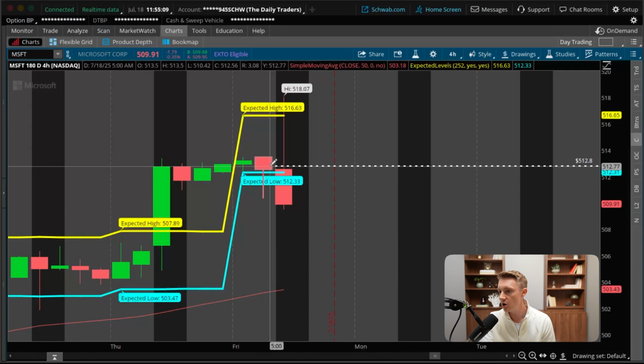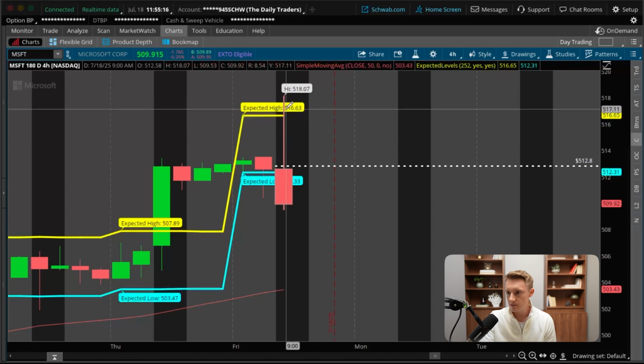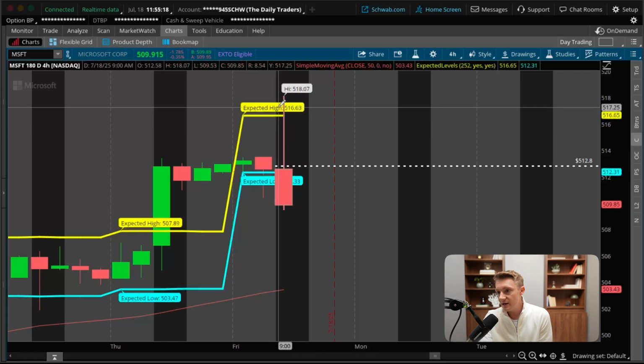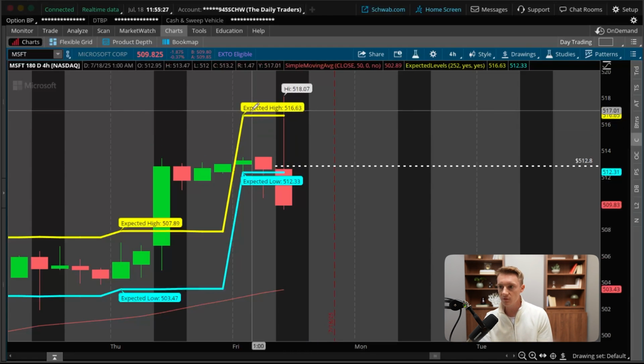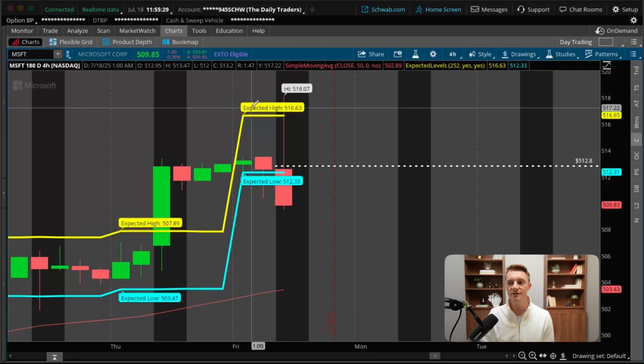If we head back to a 4-hour, well, we can see here off of the open, if we were to have gone long off of the open, our expected high could have been our target, right? So if it's an expected level, we're using probabilities, there's a very high likelihood that we're going to hit that 516.63. Therefore, your win rate is going to be pretty high. And on the other hand, our expected low would be our stop. So if you're long, the expected high is your take profit. If you're short, the expected low is your take profit.